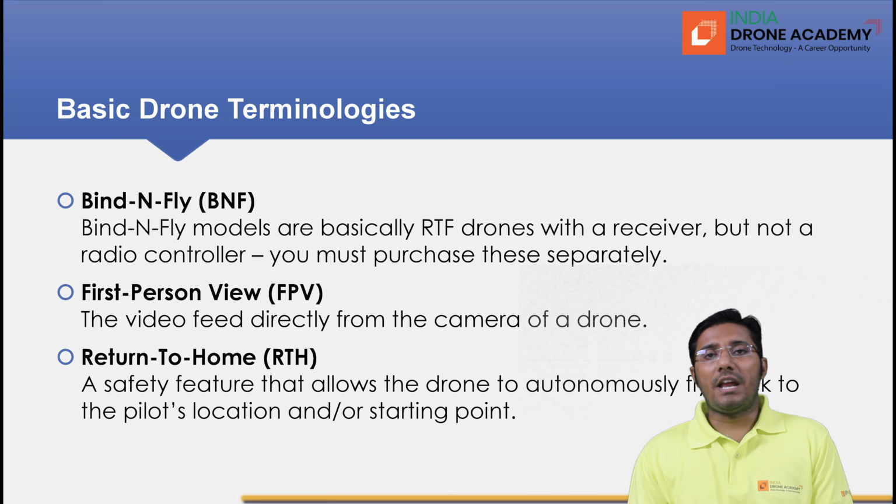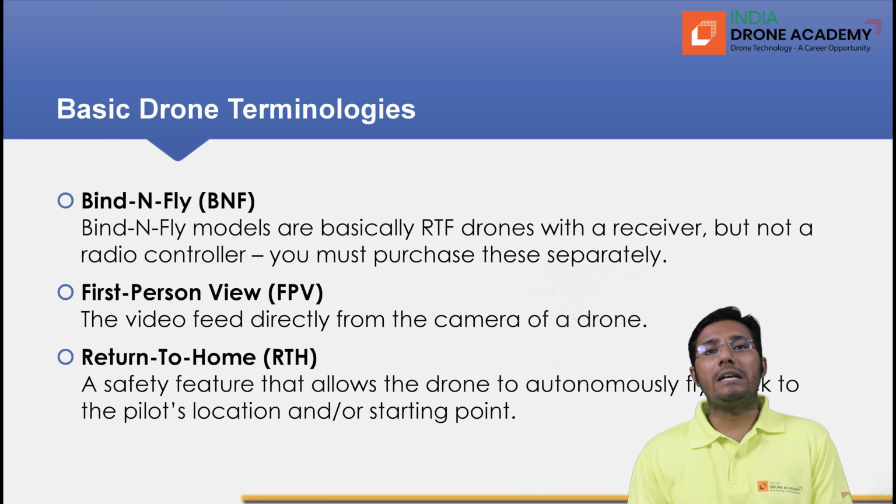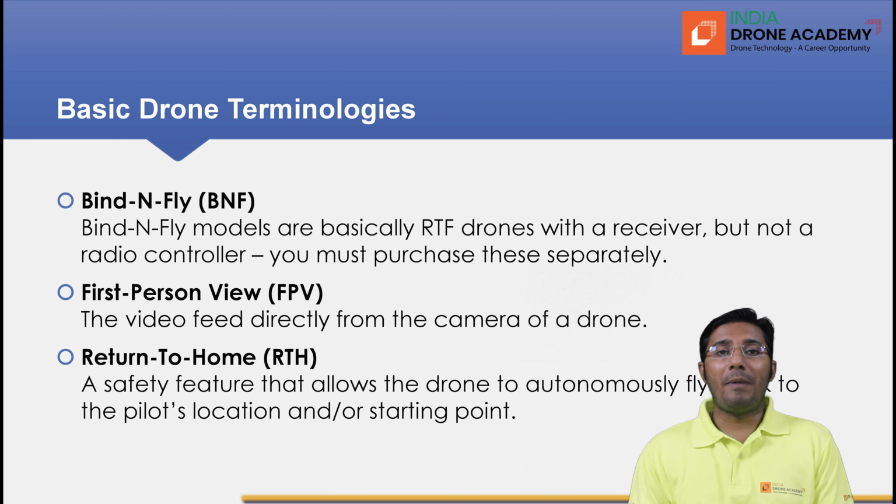FPV stands for first person view. The video feed which a drone pilot gets directly from the camera of a drone is a first person view. Return to home, RTH. This is a kind of safety feature which allows the drone to automatically fly back to the original takeoff location or its starting point.